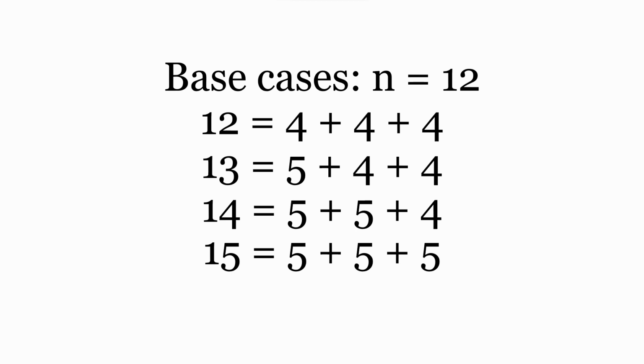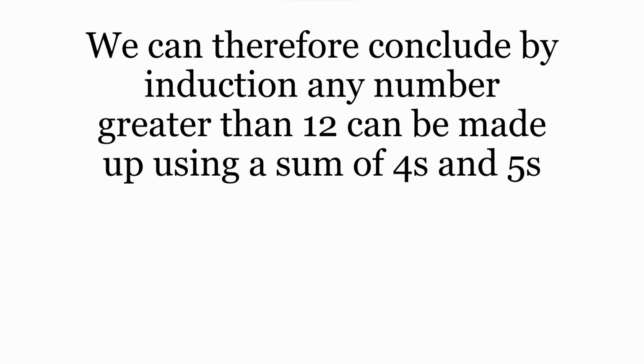13 can be written as 4 plus 4 plus 5. 14 can be written as 4 plus 5 plus 5. And 15 can be written as 5 plus 5 plus 5. Since we have proven all necessary base cases, we can conclude that all numbers which are greater than or equal to 12 can be rewritten as a sum of 4s and 5s.